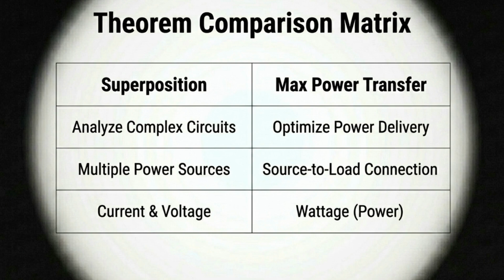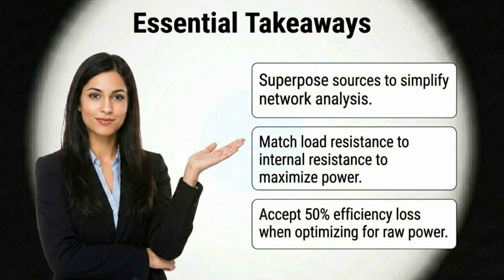Superposition is used to analyze complex circuits with multiple power sources, focusing on current and voltage. Max power transfer optimizes power delivery for wattage. Key takeaways include using superposition to simplify analysis, matching resistance for maximum power, and accepting the 50% efficiency loss when optimizing for raw power.